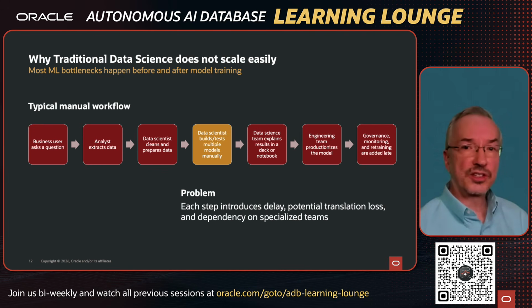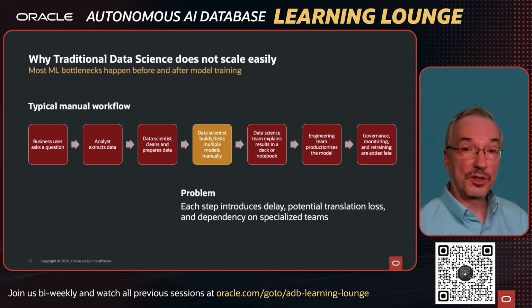Now, the challenge is rarely just building a machine learning model. The bigger challenge is the end-to-end process around data, experimentation, deployment, and adoption. Traditional data science workflows often depend on manual efforts. A business stakeholder asks a question. An analyst finds data. A data scientist prepares and models it. An engineer may be needed to deploy it, and another team may be responsible for monitoring it. Each handoff adds delay. It also creates opportunities for context to be lost.